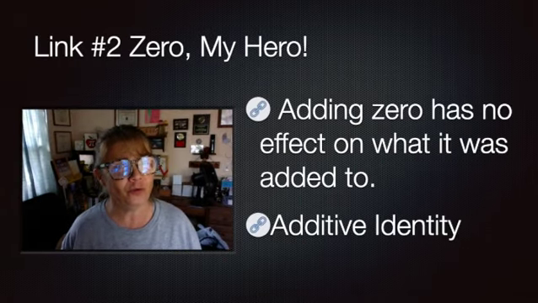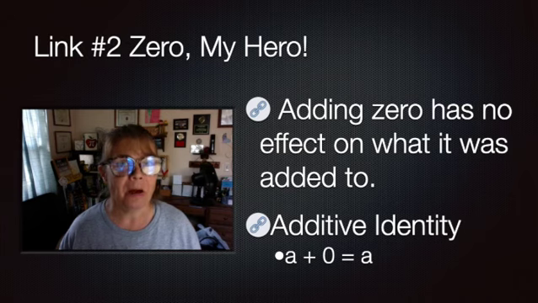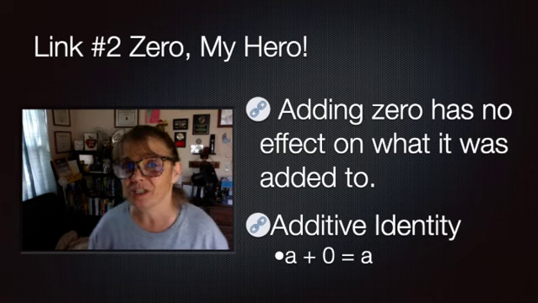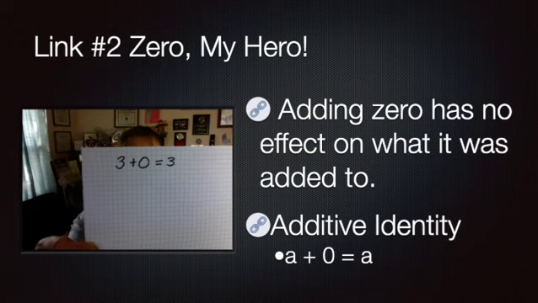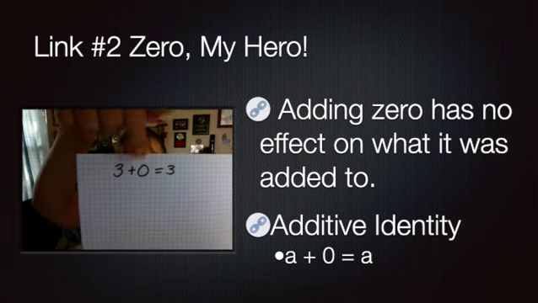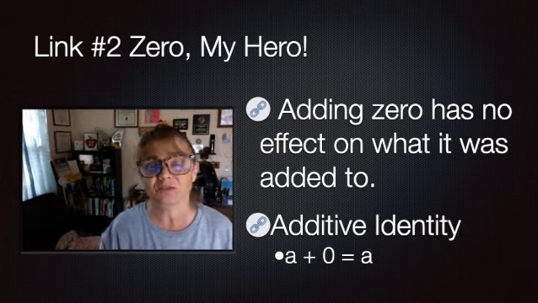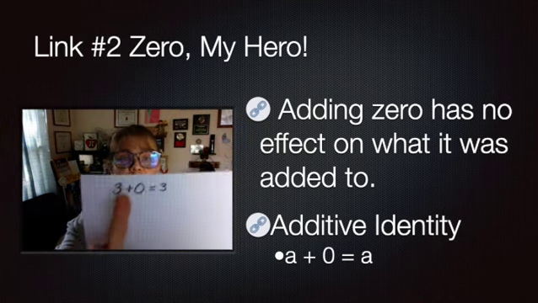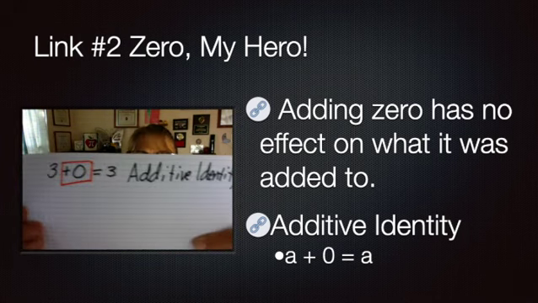Link number 2 for Zero My Hero may seem really obvious and not necessary, but this idea comes into play in a lot of algebra and understanding techniques for solving equations, and that's the fact that adding 0 has no effect on the original number. Started with 3, added 0, I still have 3. That's one of the basics for solving equations, is to get one side such that you have 0 added. It's called the additive identity.